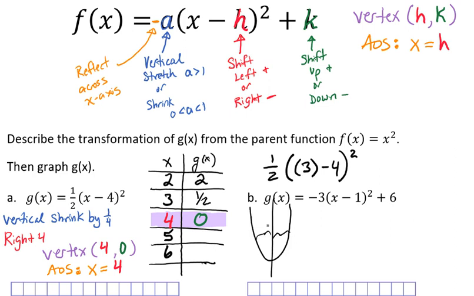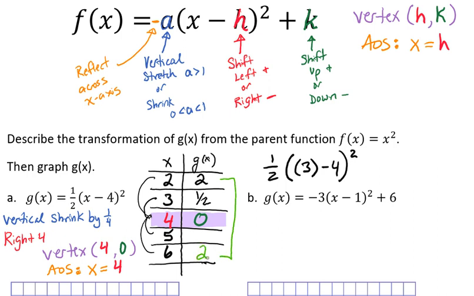Now, because we picked numbers that were 1 away and 2 away and 1 away and 2 away, that allows us to say that our values that are 2 away will have the same y value, and our values that are 1 away will have the same y value. And now we're ready to graph.